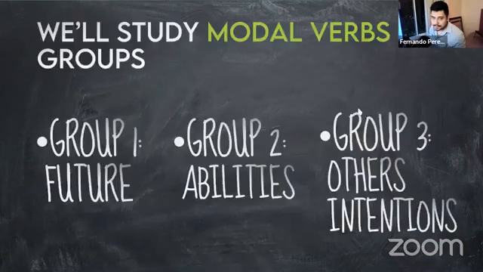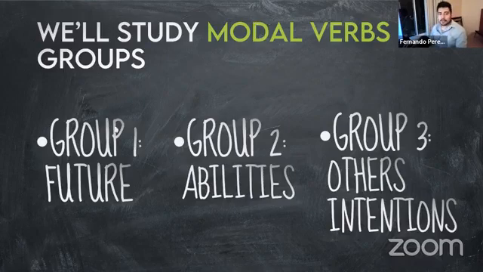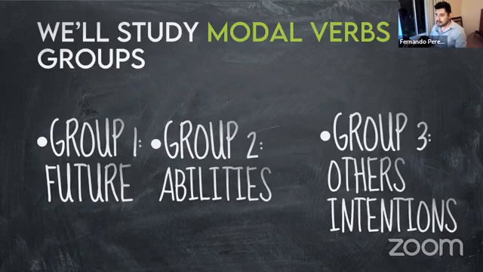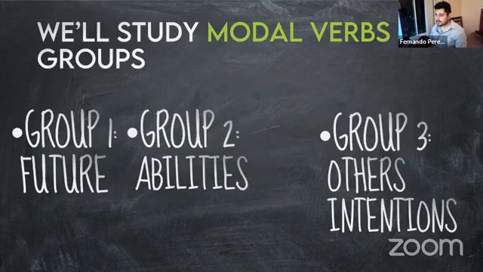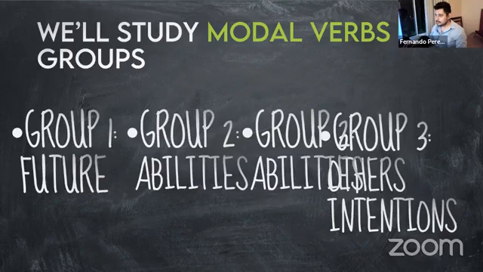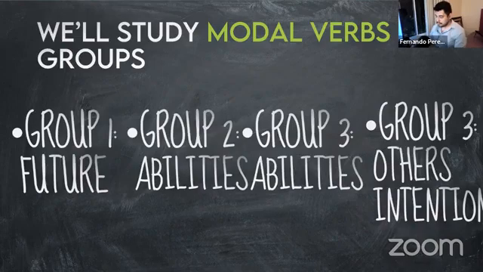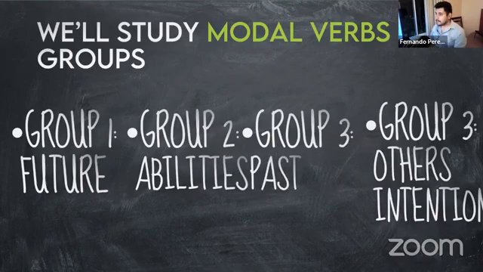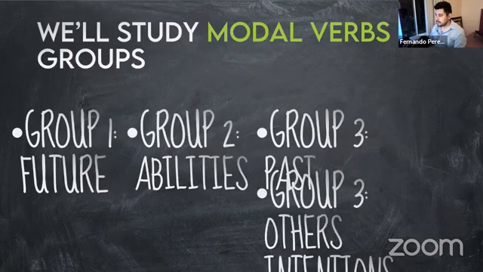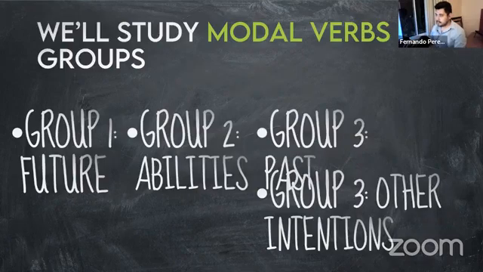With this information, let's pass then to this. Modal verbs, we can better understand modal verbs in three groups. Okay? Group number one is the modal verb for future. Group number two is the group for abilities. Okay, we can include also group number three, probably, because there are also modal verbs for past. This is better. Okay, let's make a little modification here.